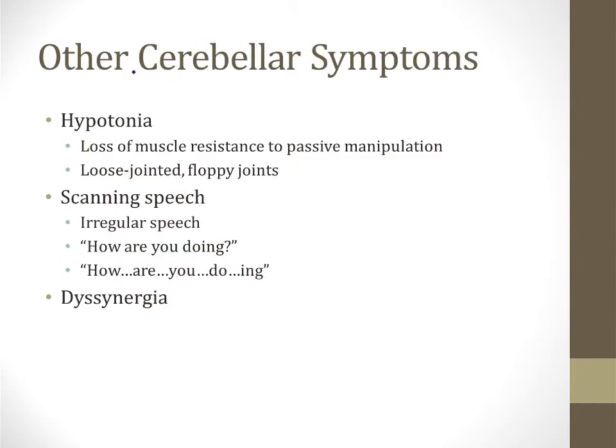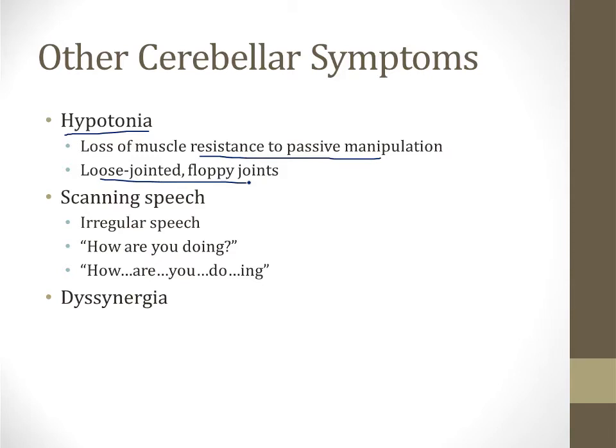Let's go through some of the other clinical symptoms you can see in patients who have a cerebellar disorder. Remember, the cerebellum is important for muscle tone as well as coordination of movements. So patients who have cerebellar disease can have hypotonia. They can have loss of muscle resistance to passive manipulation. They often have loose jointed, floppy joints because the muscle tone is lower than normal.